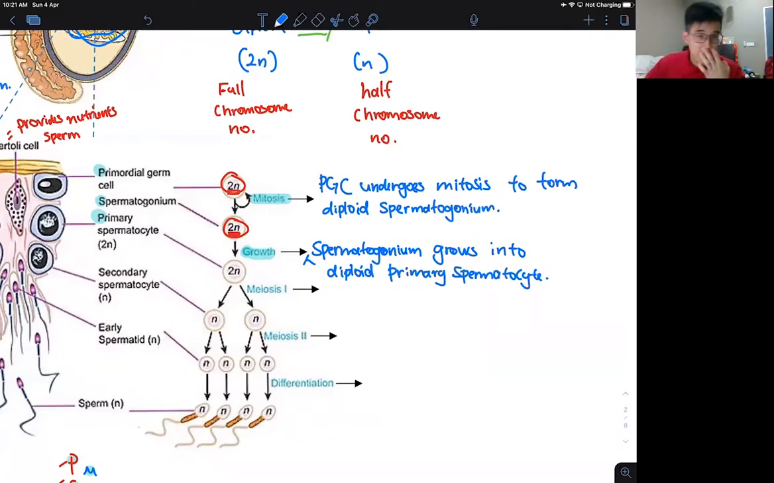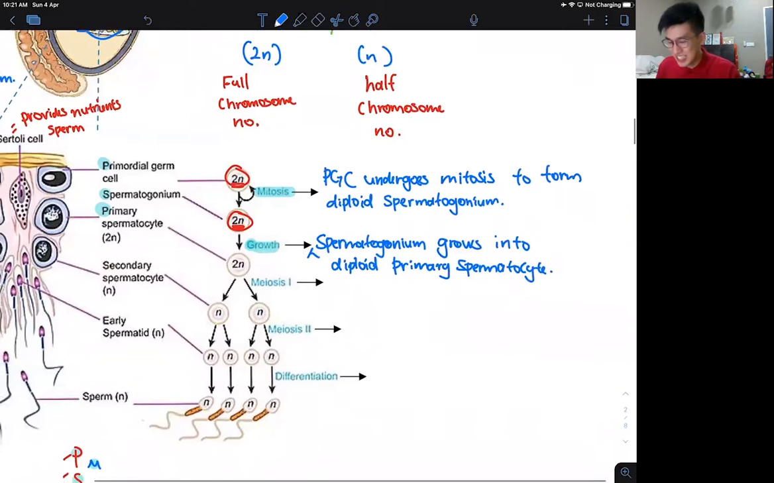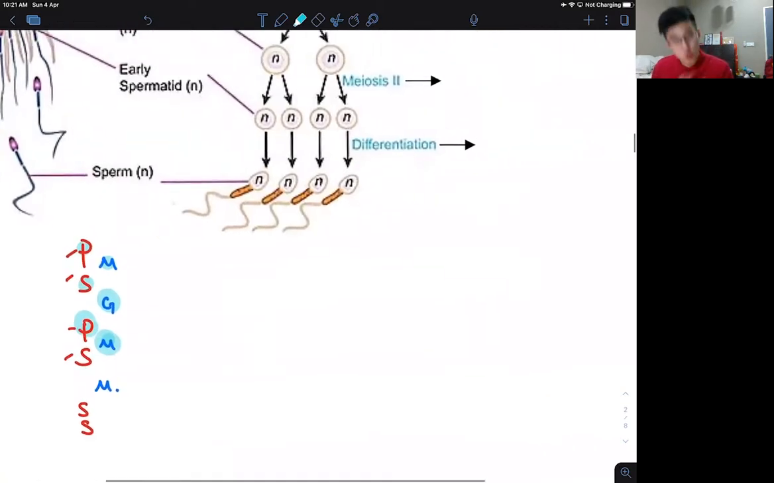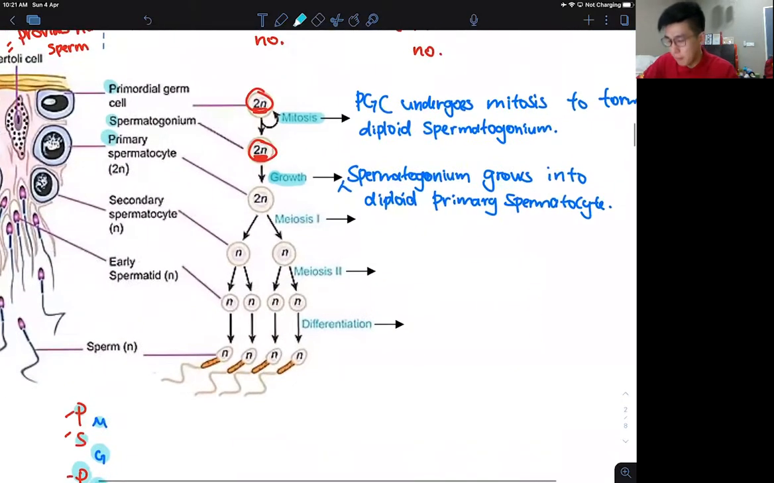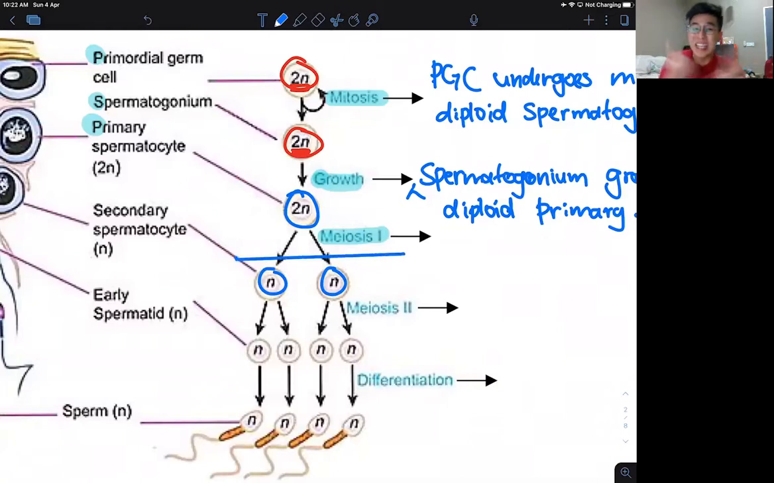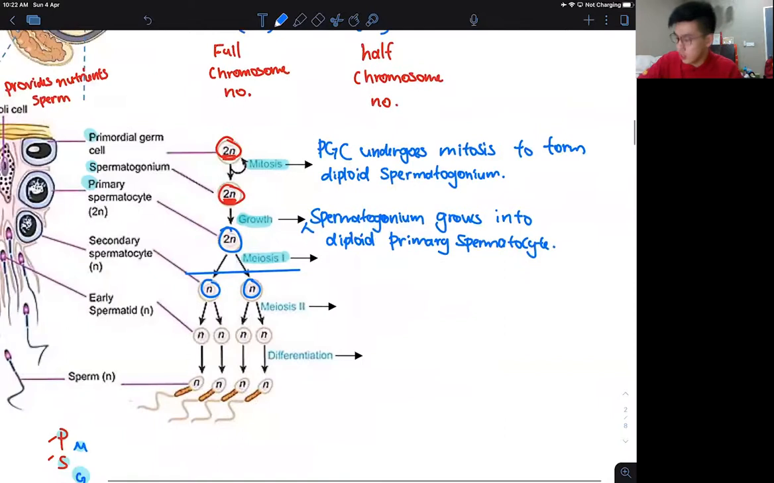Okay so far? So after that, the next process, I now have the primary spermatocyte over here already. Now it's M again, for meiosis. So this is basically meiosis 1, meiosis 2. So here, meiosis 1. As you can see in the diagram here, as soon as I undergo meiosis 1, 2N becomes N. Full chromosome number becomes half. A lot of the time questions like to ask, what is the chromosome number in the secondary spermatocyte? What's the difference between primary and secondary? Basically it's from diploid to haploid. Understand?